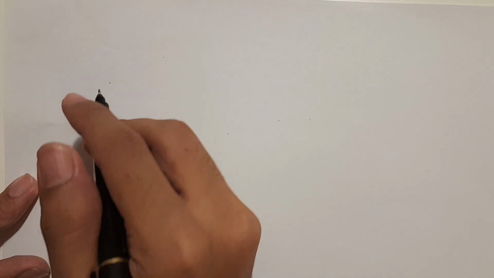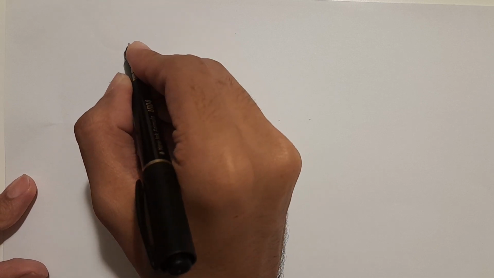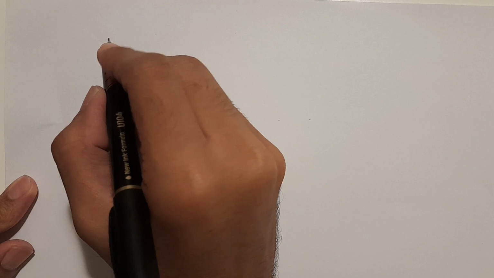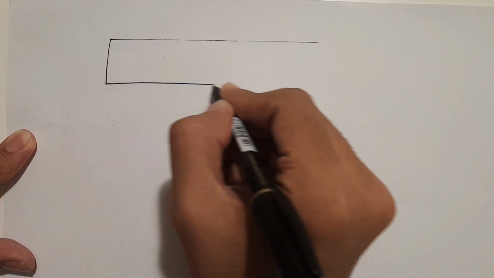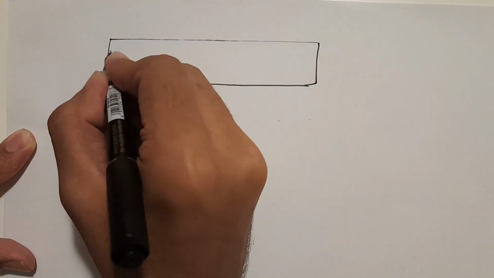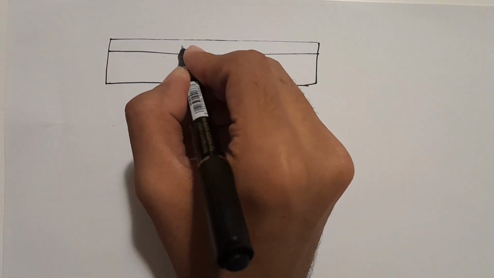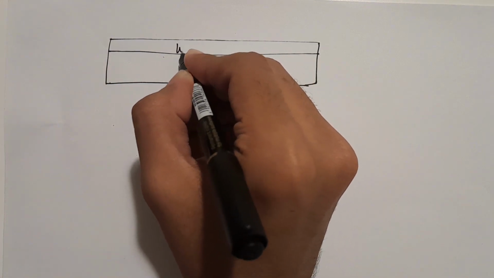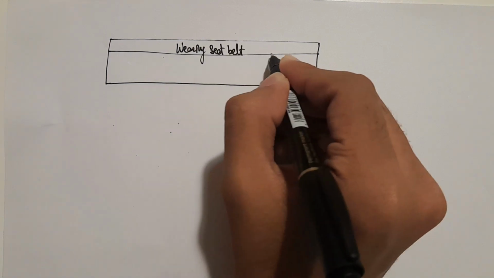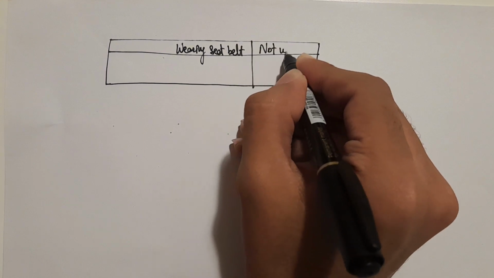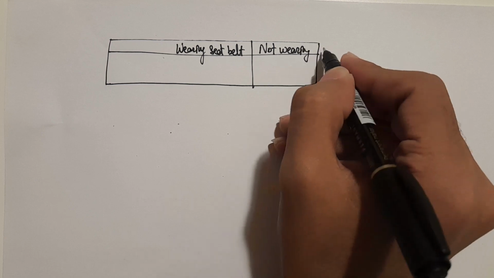So two-way tables mean you have categories on both sides, meaning we have, for example, wearing a seat belt and not wearing a seat belt. So what we will do in a two-way table is first show wearing seat belt and not wearing seat belt.